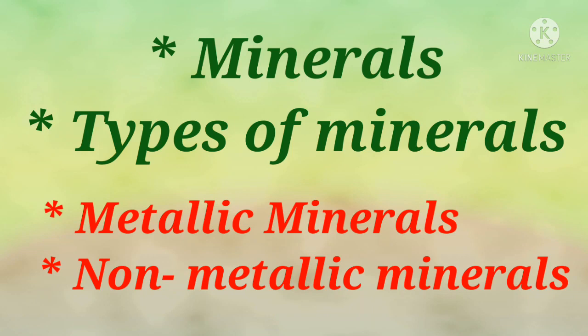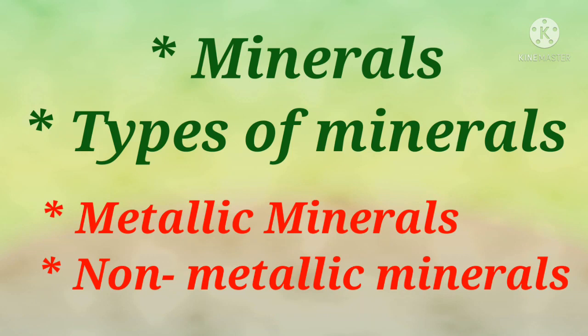Students, what do you mean by metal? Metals are hard materials or substances which are good conductors of heat and electricity. For example, iron ore and bauxite. Metallic minerals are divided into two subgroups. What are they? They are ferrous minerals and non-ferrous minerals.